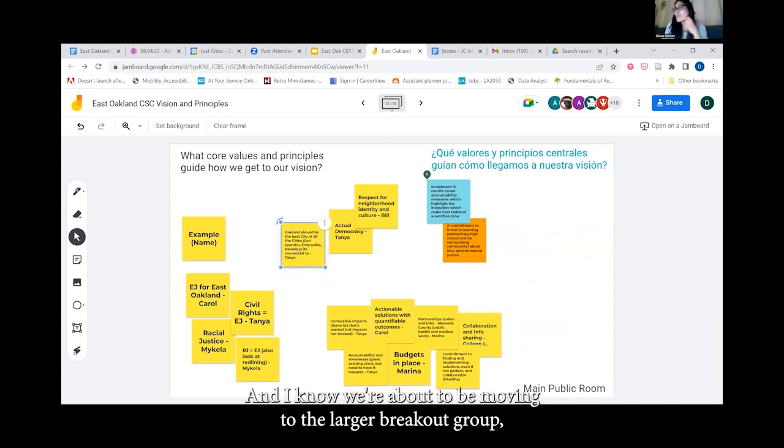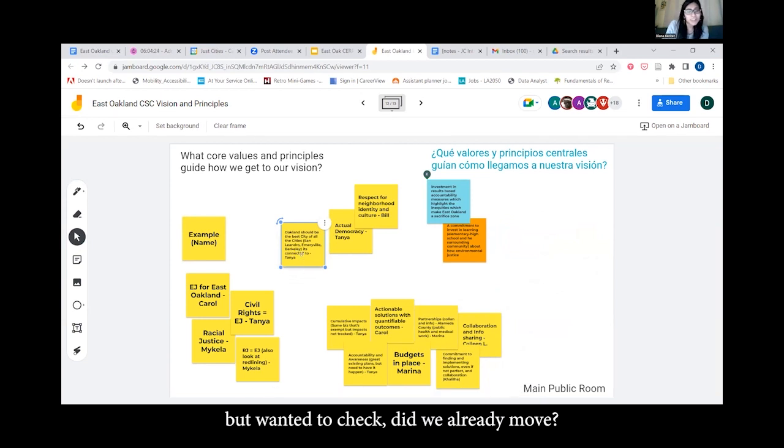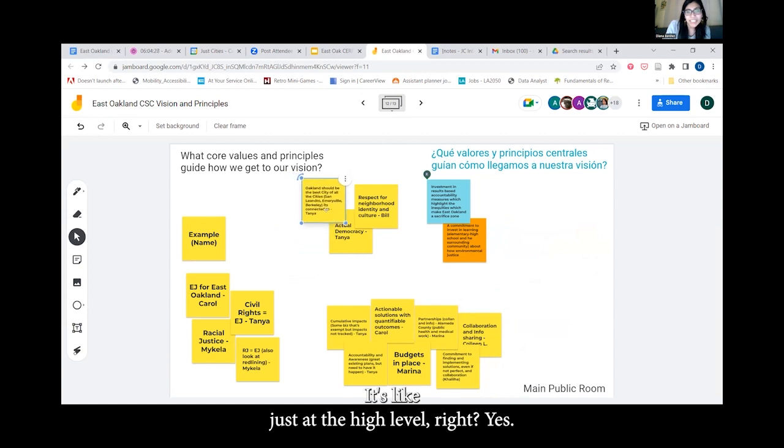Okay, and I know we're about to be moving to the larger breakout group, but wanted to check, did we already move? Oakland should be the best city. It's just at the high level, right?